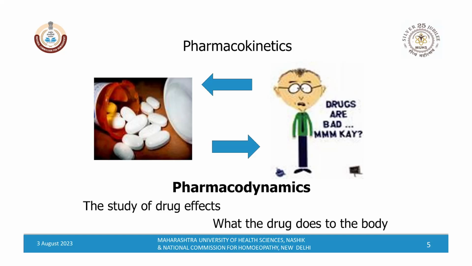pharmacodynamics. As you can see, in any therapy, there are two systems involved: drugs or medicines and human or patient. Naturally, both would have effect on each other. What the human does to the drug is called pharmacokinetics. And what we are interested in today's session is what the drug does to the human body, and that is called pharmacodynamics. In other words, pharmacodynamics is the study of the drug effects or action.